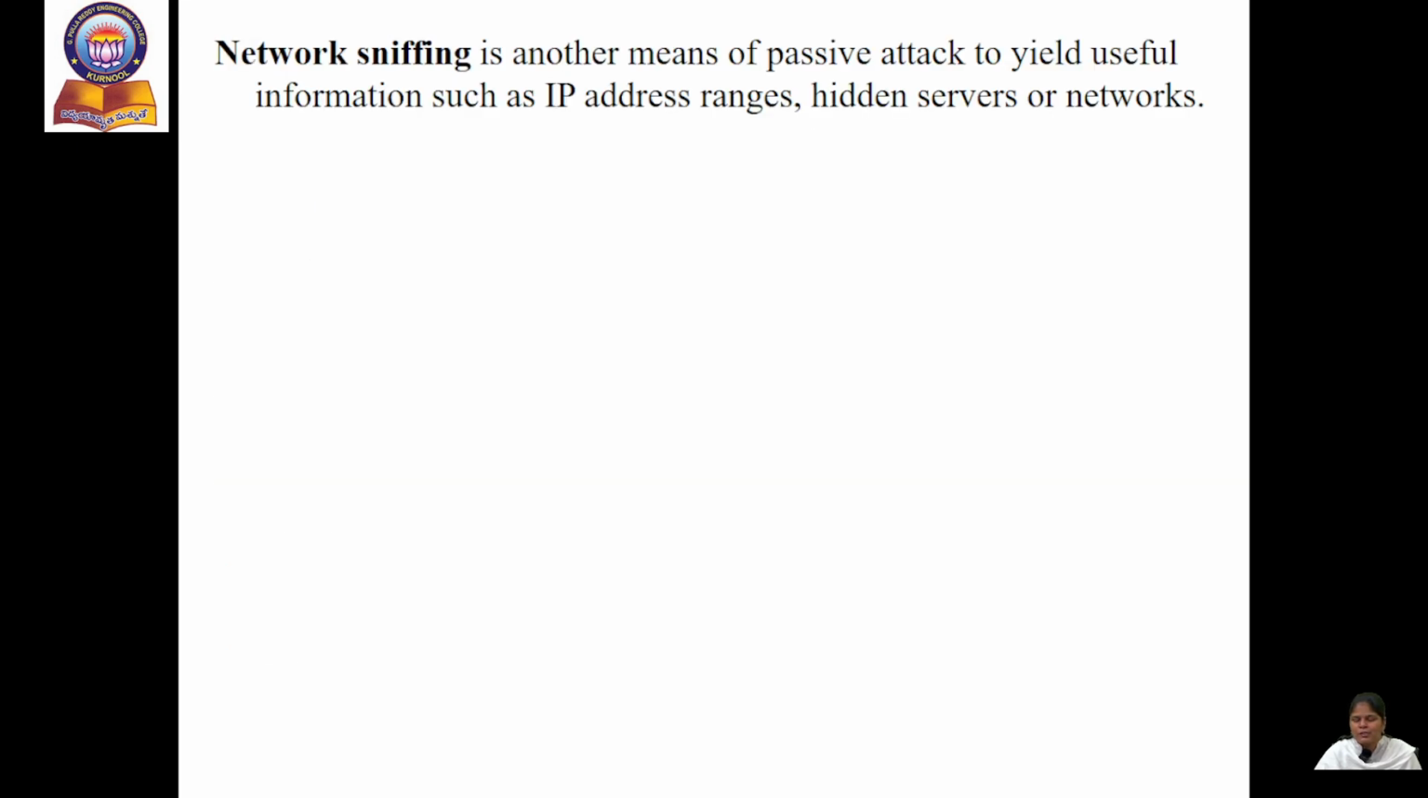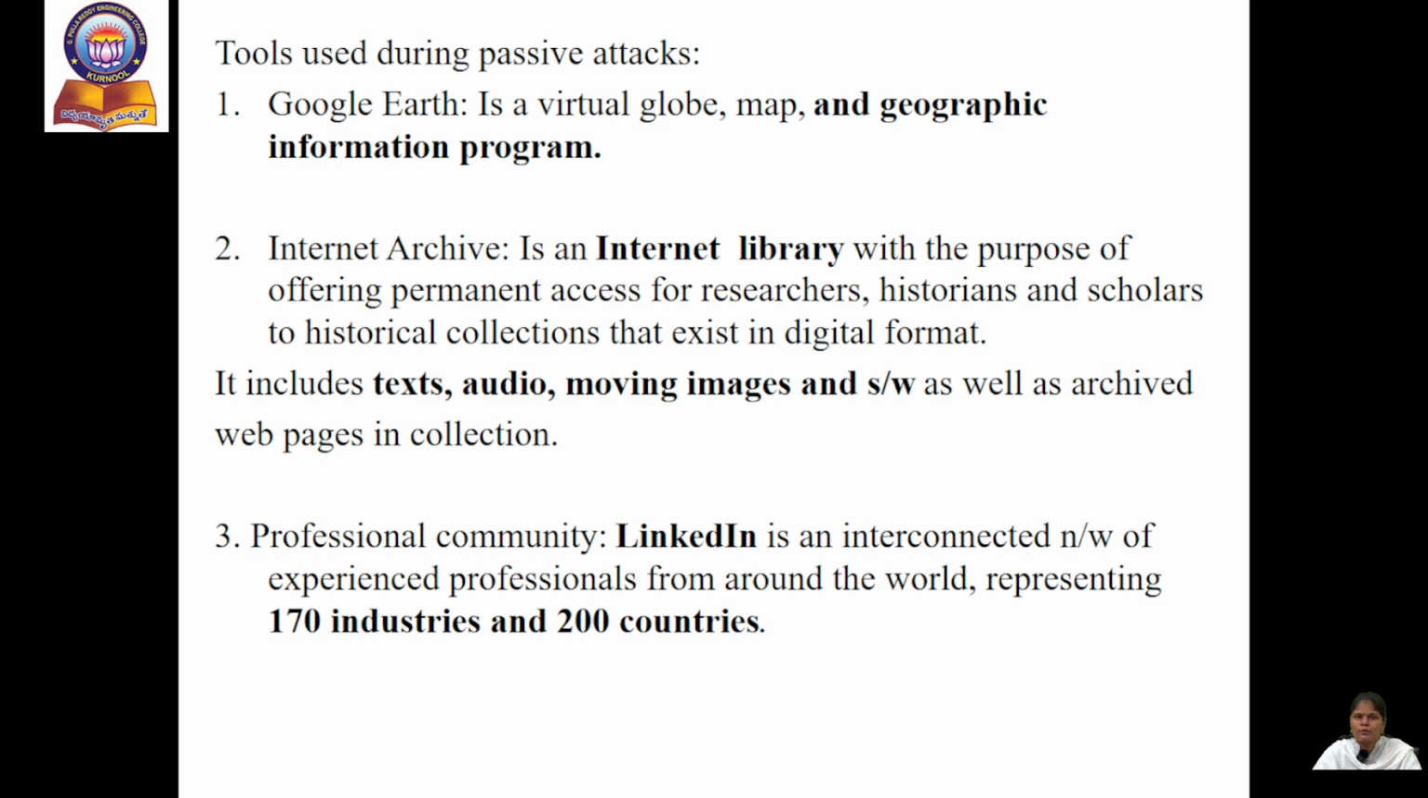And network sniffing. The attacker uses network sniffing to yield useful information such as IP address ranges, hidden servers, or the networks to which the particular victim has been connected. Right? So, tools used during the passive attack, that means while performing reconnaissance and information gathering through passive attacks, these are the tools that can be used by an attacker.